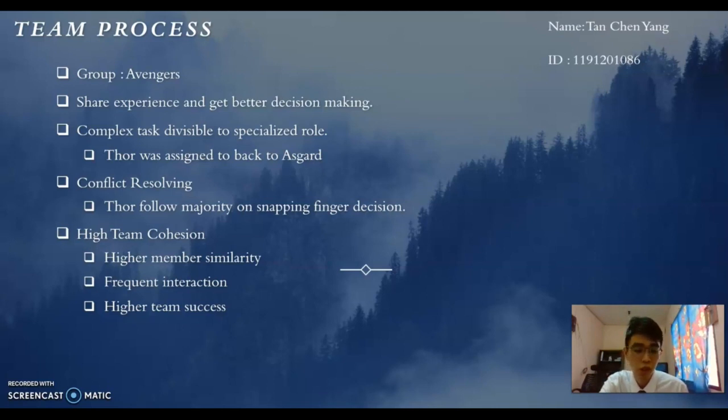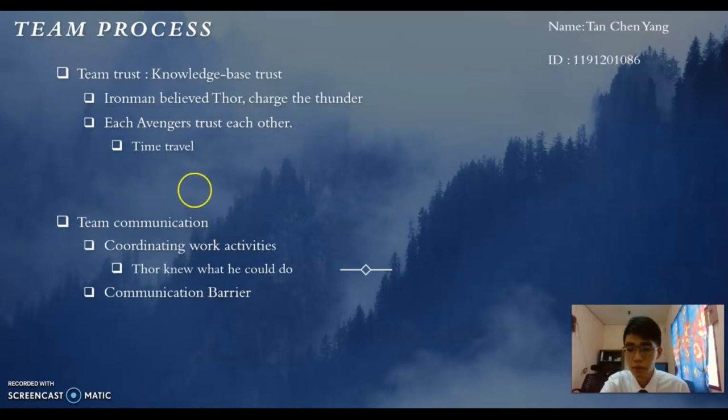Okay, next I will proceed with team trust. The team trust that we can relate to in this movie is knowledge-based trust. Iron Man believed Thor and asked Thor to charge the thunder into him. Thor also believed that Iron Man could endure the damage of the thunder, so he charged it into Iron Man. Not only did Thor trust Iron Man and Iron Man trust Thor, but every member of the Avengers trusts each other as well. For example, in the time travel, each member believed the others could fulfill their task and return with the Infinity Stone.